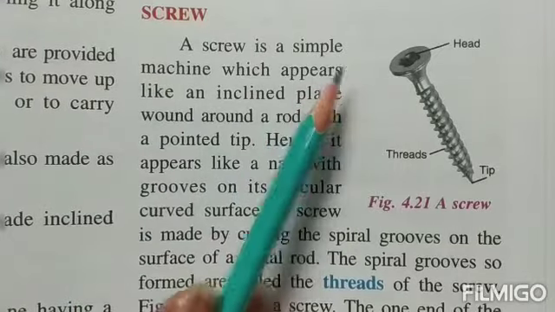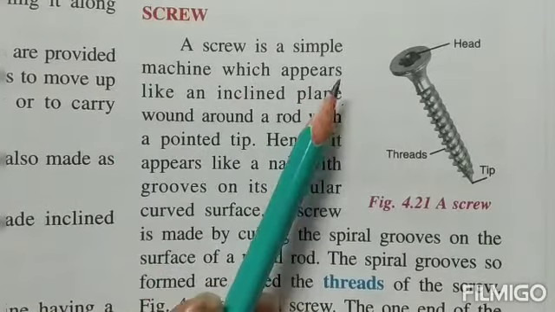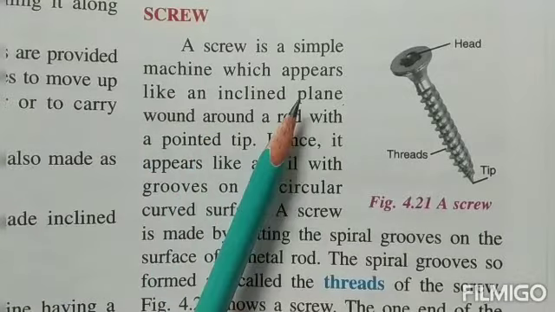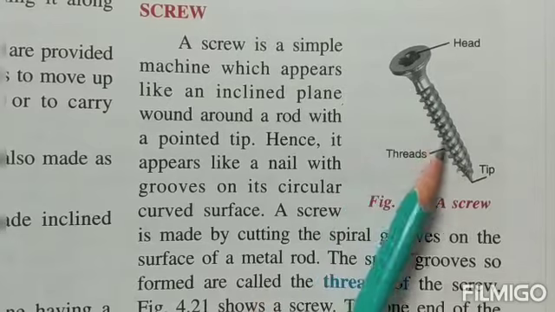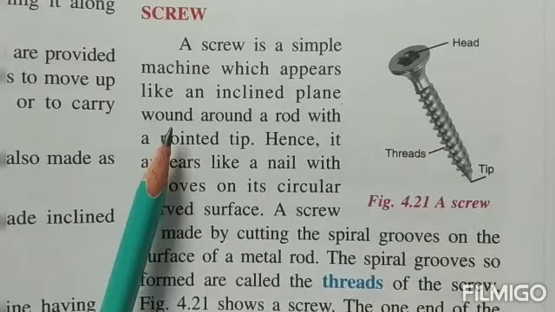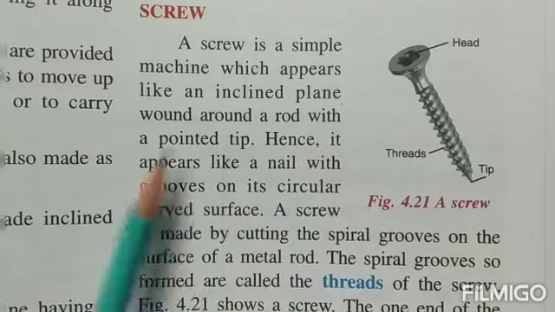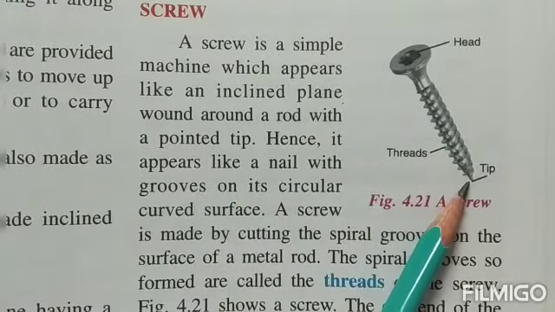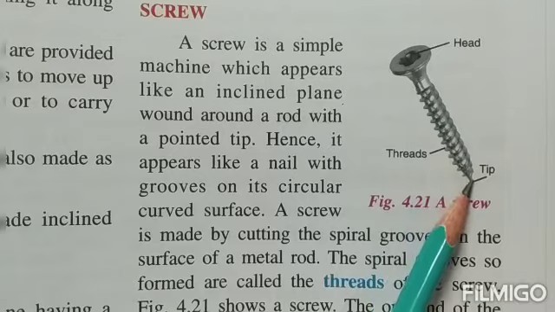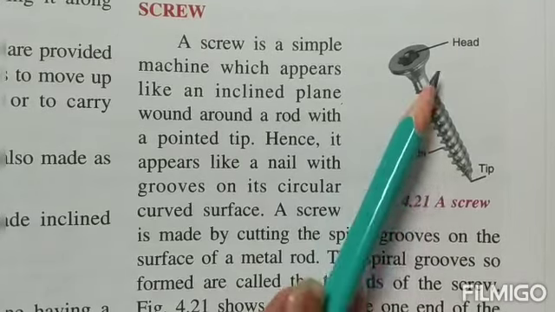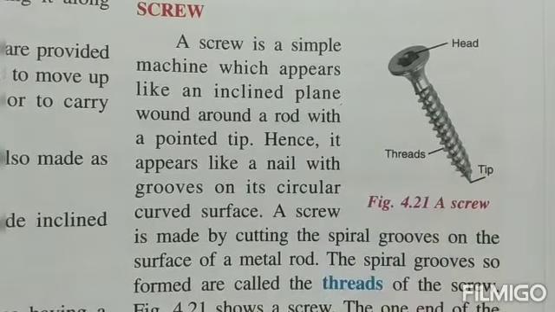A screw is a simple machine which appears like an inclined plane. Now this looks like an inclined plane. See this portion? It looks like an inclined plane that is wound around a rod that has a pointed tip. Now this has a pointed tip and it feels that this is actually a rod that has a pointed tip and it is bounded by two inclined planes.